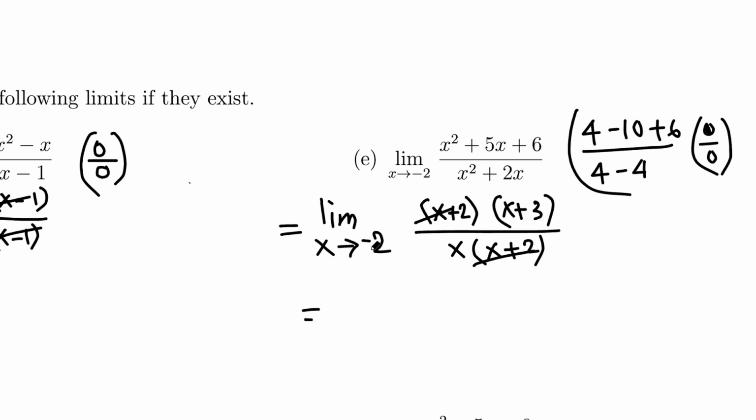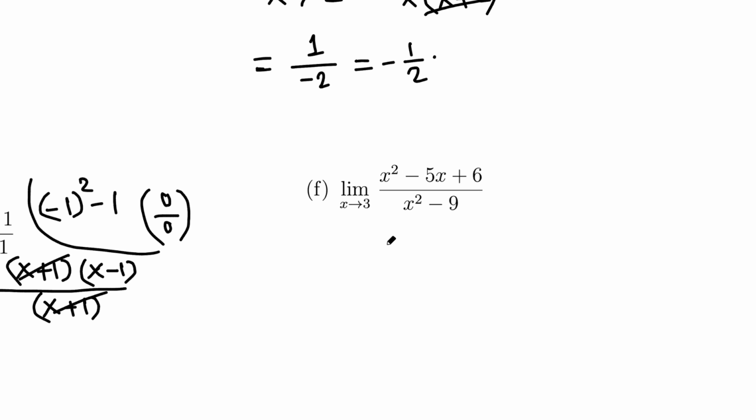Now replace x by negative 2. So negative 2 plus 3. Negative 2 plus 3 is 1. Okay? Negative 2 plus 3 is 1 over negative 2. So 1 over negative 2 is same as negative 1/2, because negative pulled to the front.